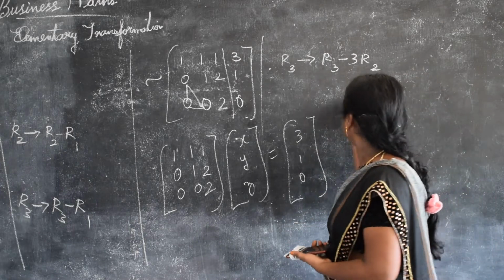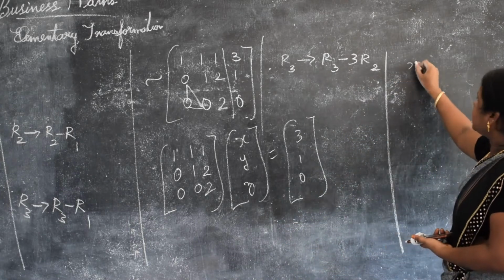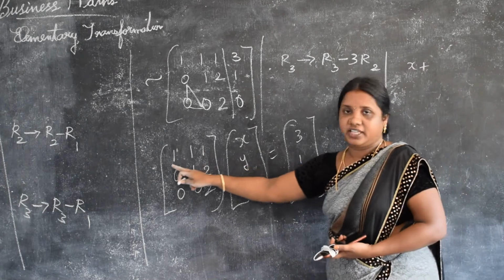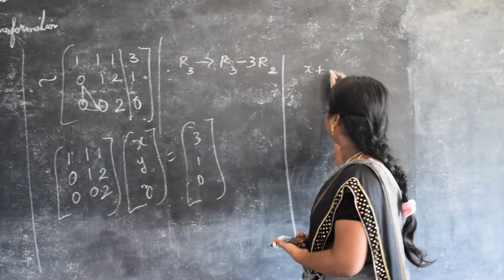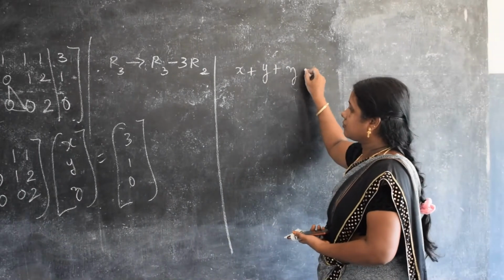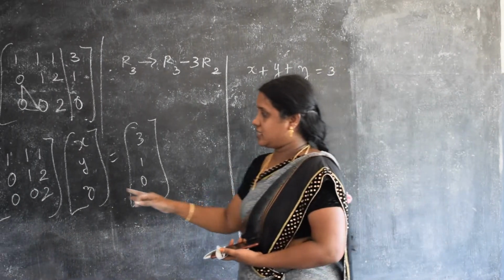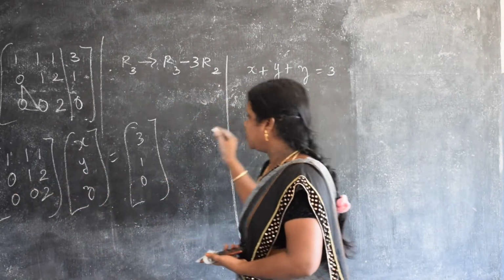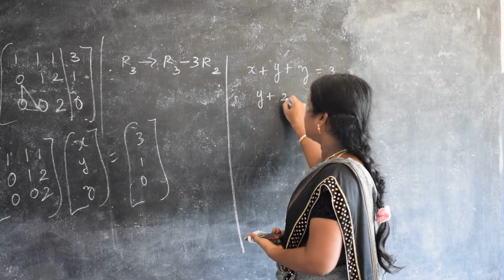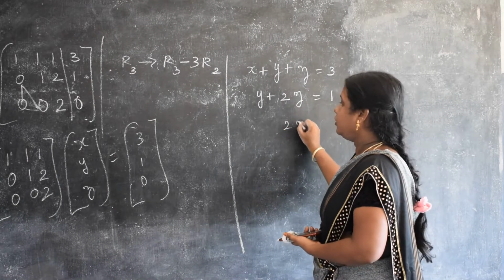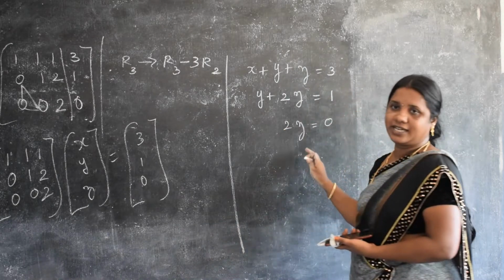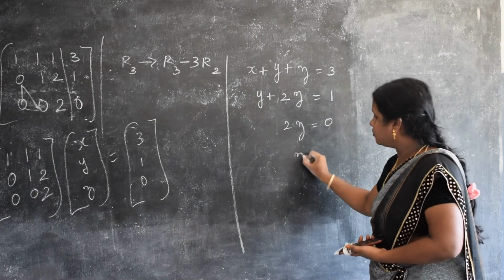Write in equation form. x plus, here everything is 1. First of all, since everything is 1, x plus y plus z is equal to 3. Second row, x value is 0, y value is 1. So y plus 2z is equal to 1. Next, the last: 2z is equal to 0. That means here our z value is 0.